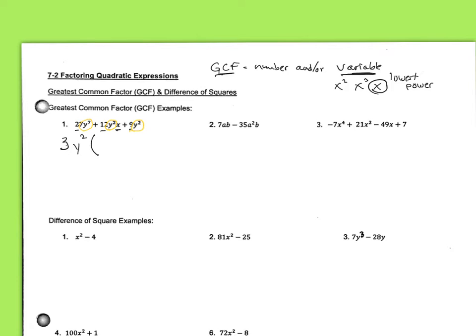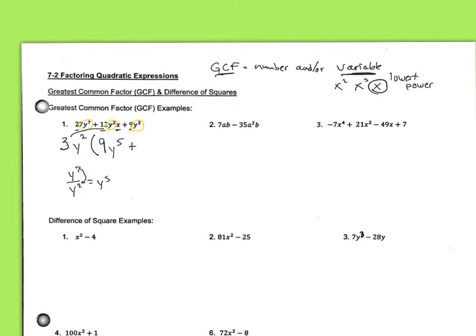So 27 divided by 3 is 9, and you write all this down. You don't just get rid of it, you keep writing it down. So if we had y to the 7th and we divided it by y squared, when you divide, you subtract the power, 7 minus 2, so we'd have y to the 5th. Then you move on to the next term. Make sure you include that plus or minus sign that's there, that's important.